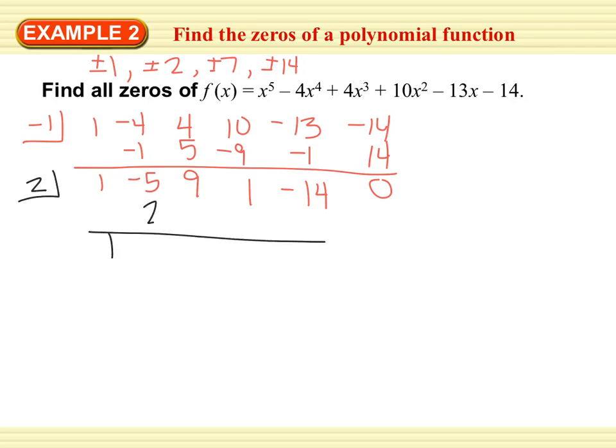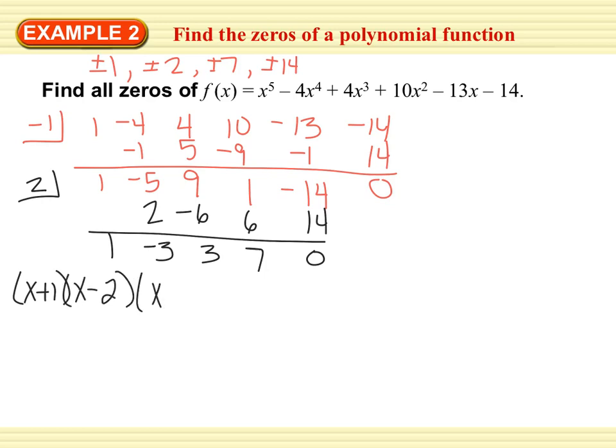So multiply, add, multiply, add, multiply, add, and multiply, add. So now I'm to the 3rd power. Still doesn't help me much. So right now I have x plus 1, x minus 2, and x to the 3rd power minus 3x squared plus 3x plus 7. Still can't do much with that.